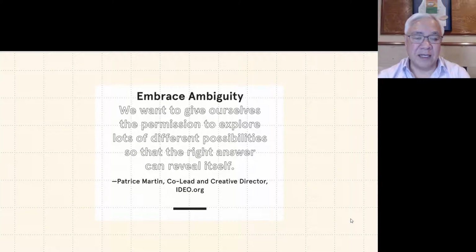Embrace ambiguity. We want to give ourselves the permission to explore lots of different possibilities so that the right answer can reveal itself. It's not often the first try that gets to success. It's the successive trials and alterations of approaches that lead to success. And this is from Patrice Martin from IDEO.